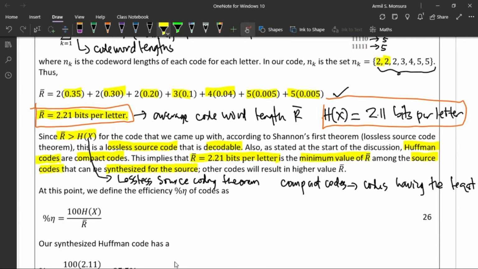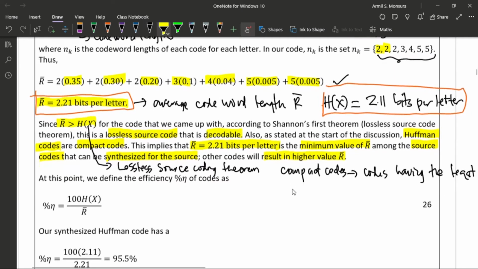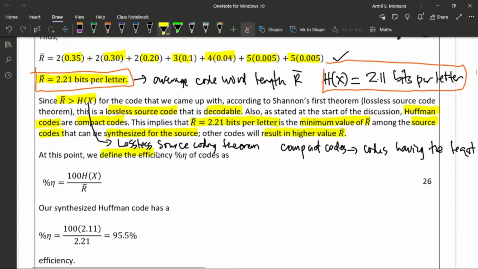Any algorithm that will synthesize codes for the source that does not use the Huffman algorithm will result in a higher value of R bar. Mas mataas yung magiging value ng R bar para sa iba pang codes na i-design or i-synthesize natin using algorithms that are not based on Huffman algorithm. Now, let us define the efficiency of the codes, using this symbol, percent eta. So this is the efficiency of your codes.